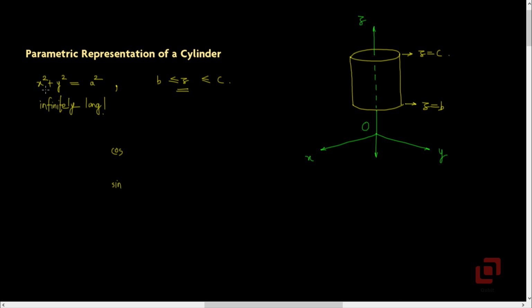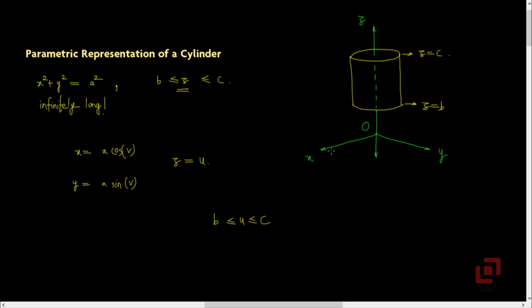Unlike the paraboloid, we observe that x squared plus y squared is always a constant a. So we may parameterize x as a cos v, y as a sin v, and z being independent of x and y, we can say that z is equal to u. What will be the parameter domain? As z lies between b and c, u will also lie between b and c.